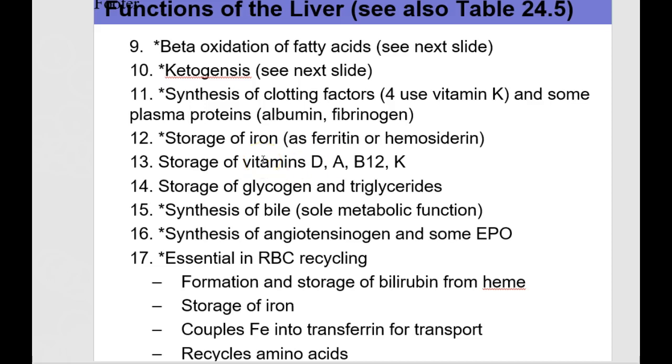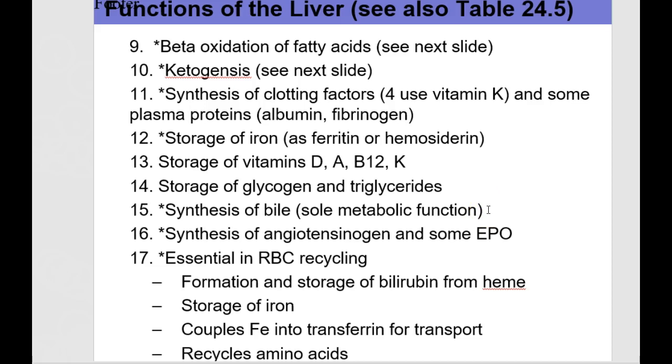And it's also why liver is sometimes recommended for people that have anemias, because it does store large amounts of iron and B12, both of which are required to make red blood cells. The liver stores glycogen, remember that's that storage form of glucose, and triglycerides, so it stores thousands of calories worth of those molecules. It synthesizes bile. That's its only metabolic function.